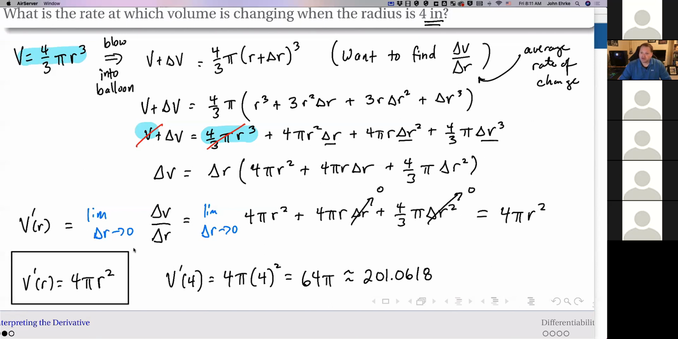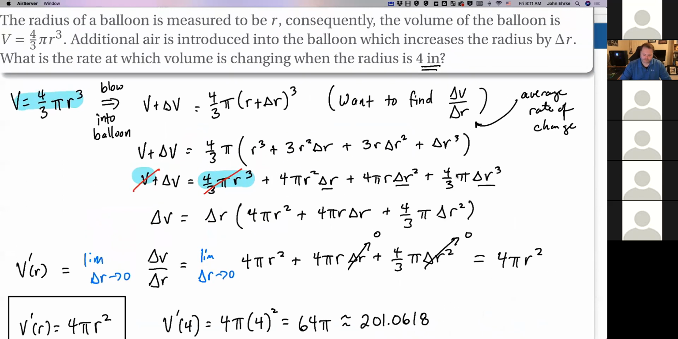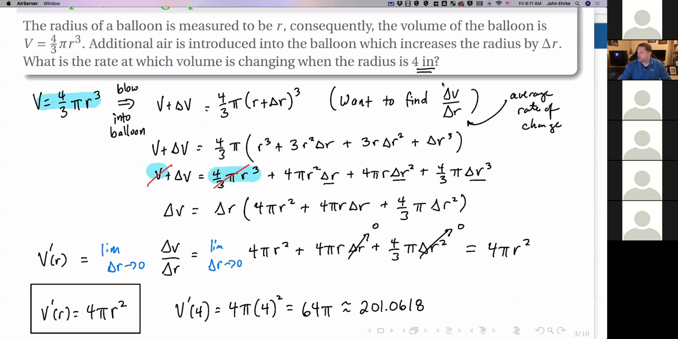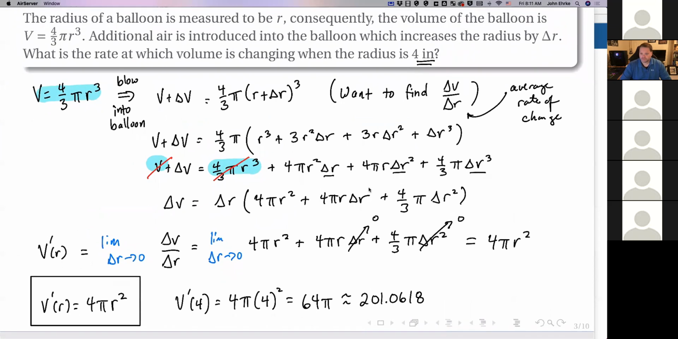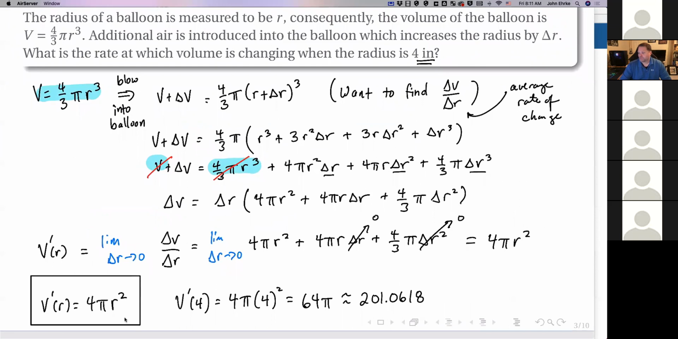Does anybody have a guess what the units are for this answer? The units for radius are inches here. The units for a derivative are the same as the units of the ratio that formed the derivative. So the ratio that formed the derivative is volume divided by radius.